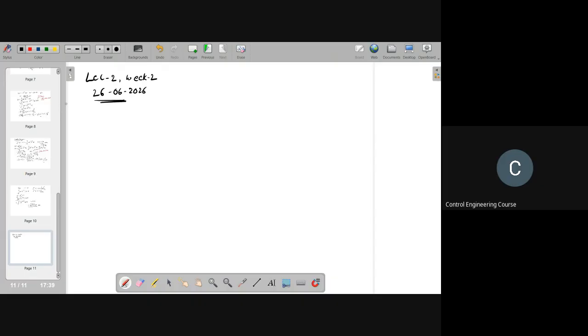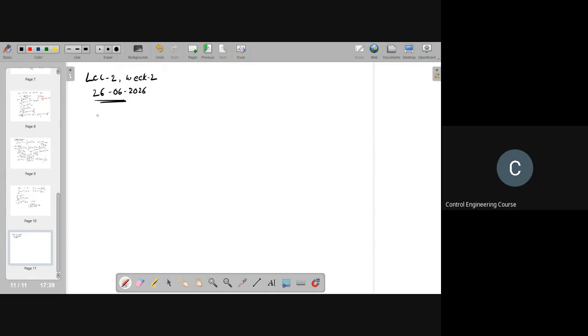Okay, so in this class, we will discuss finding the Laplace transform using the properties of the Laplace transform. I think you all have gone through these properties in signals and systems. Am I right? Okay, good.